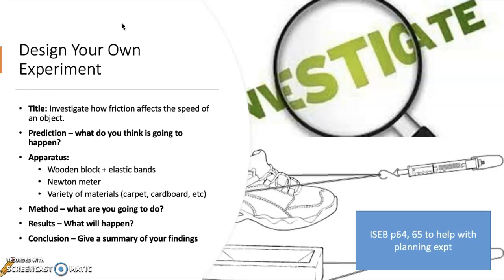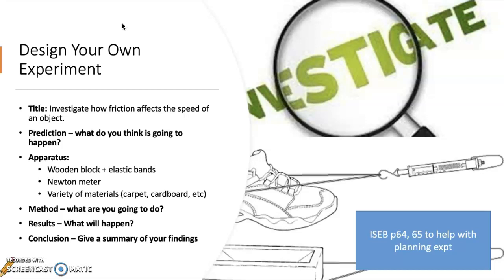Now, the apparatus that you're going to be using is a wooden block with elastic bands attached to a Newton meter. Now, a Newton meter, as you pull it, measures a force. Now, you're going to try and pull it at exactly the same force each time, and you're going to pull your object, which is a wooden block or a shoe, across a variety of different materials. For instance, I've labelled two here. You could use carpet and cardboard.